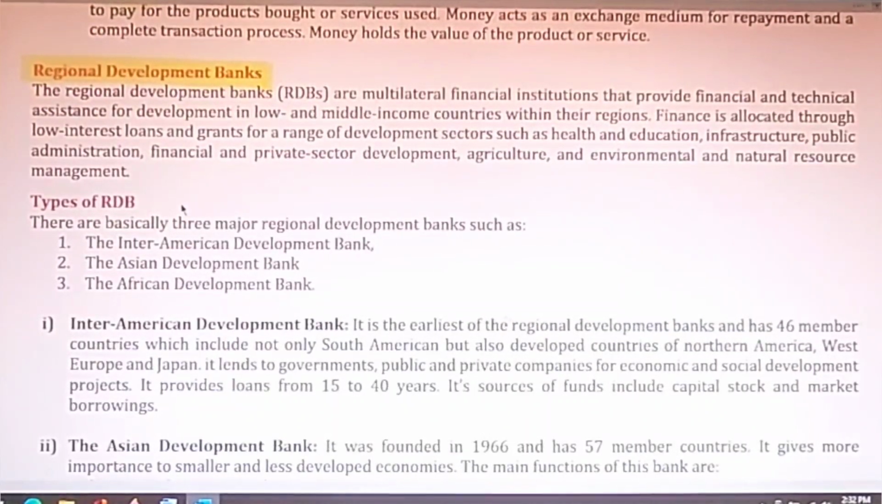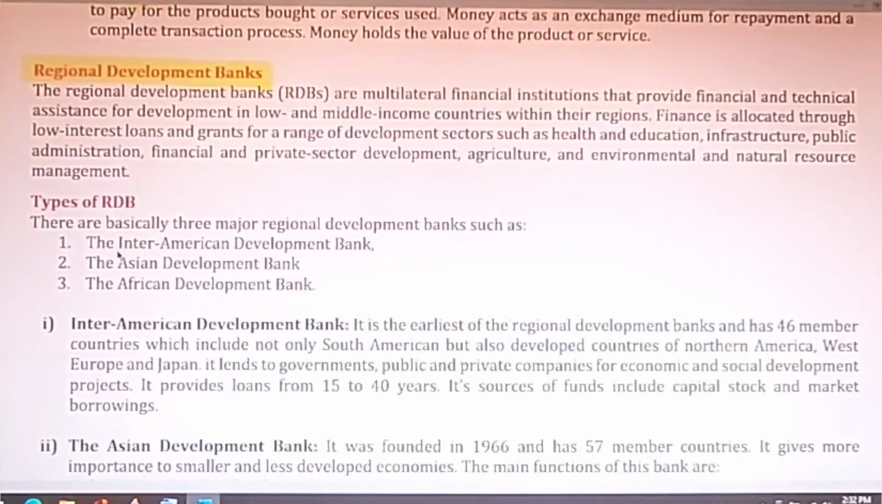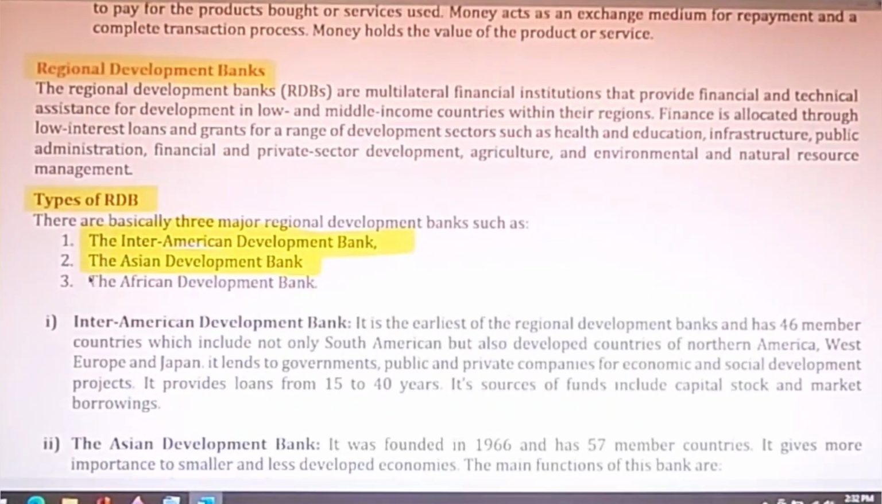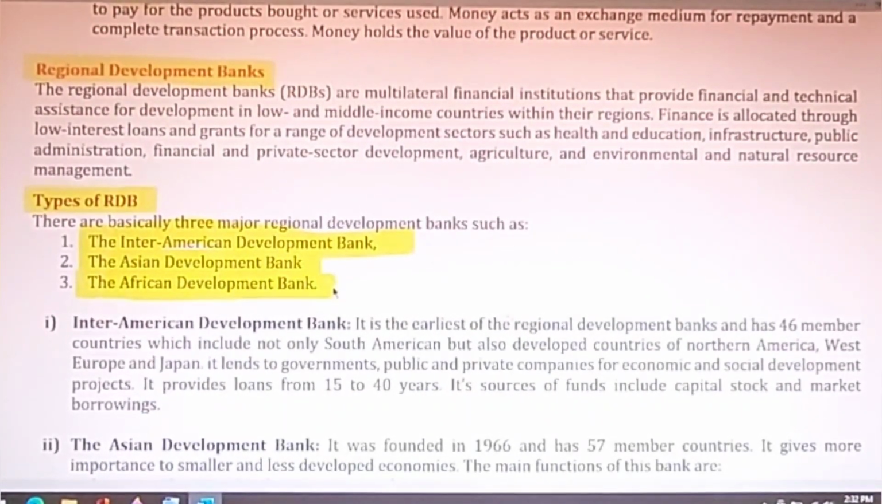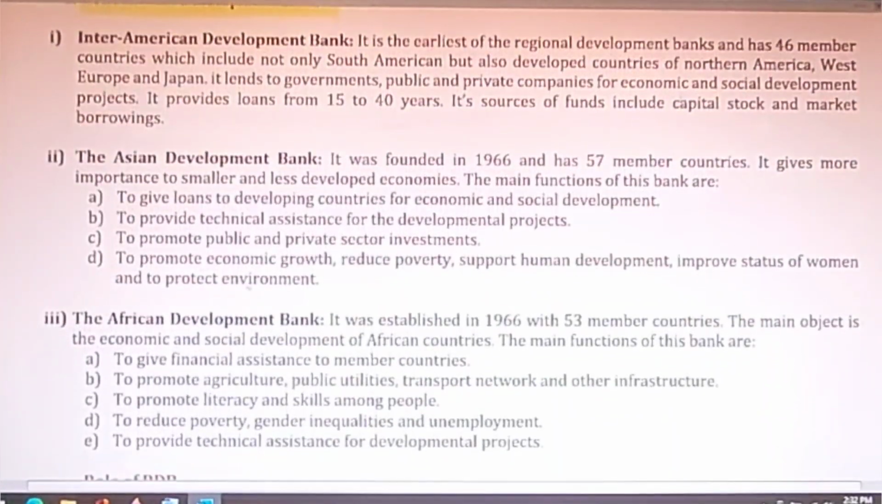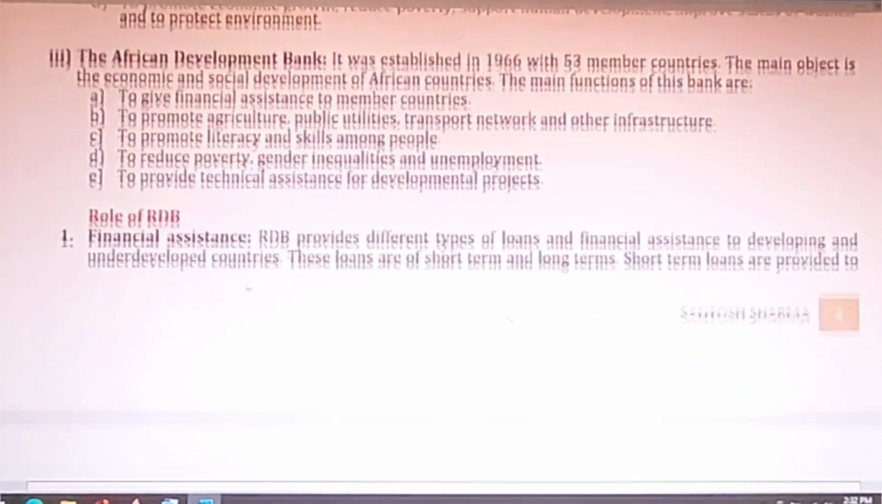Basically, there are important types of RDB. The first one is the Inter-American Development Bank, the second one is the Asian Development Bank, which looks after the development of Asia, and the African Development Bank, which looks after the development of African countries. Like this you can explain all these points.